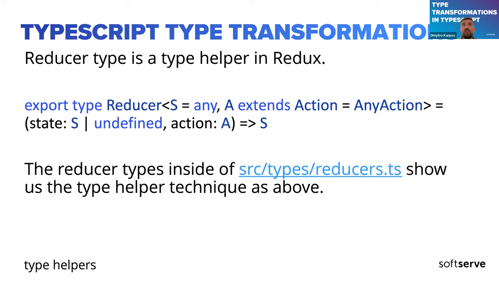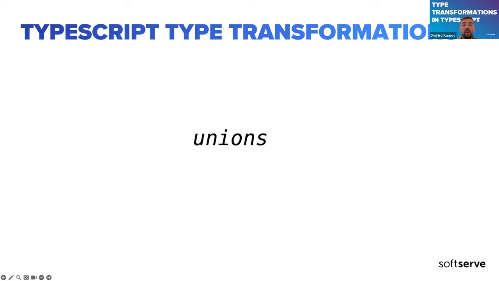Just to mention that type helpers are everywhere. And once you or I need something more than utility types can provide, you are going to think, okay, I know that I can create a type helper. I hope that helps. And now we are moving towards the topic about unions and indexed access.